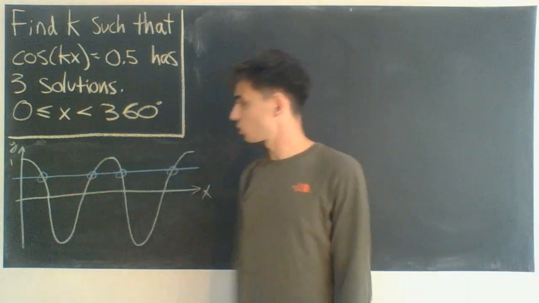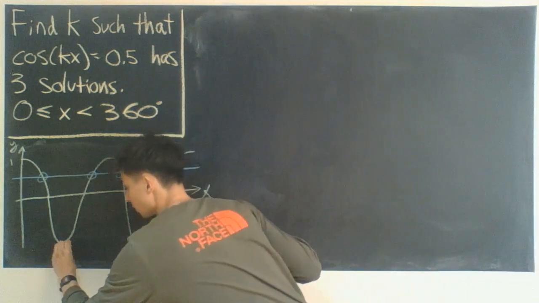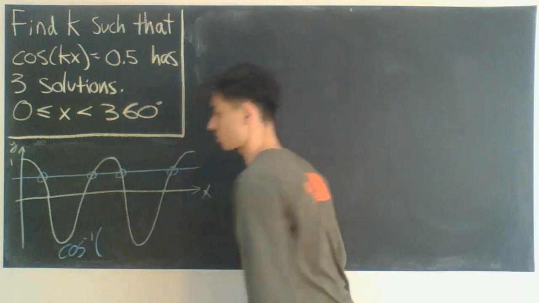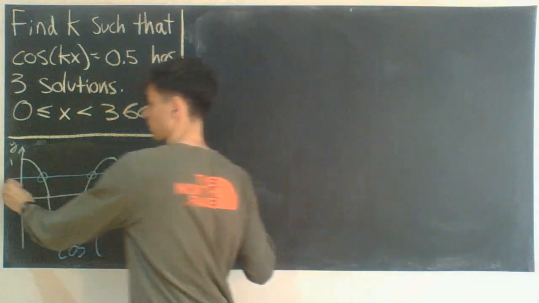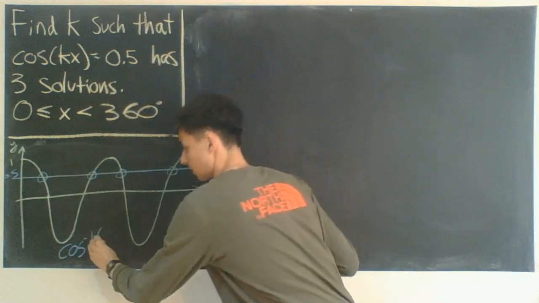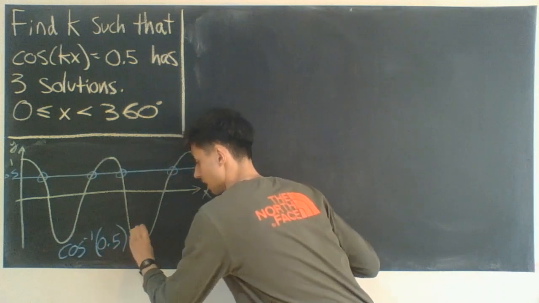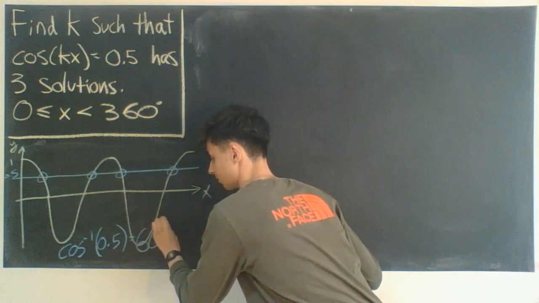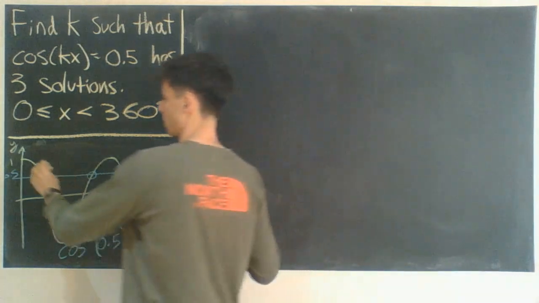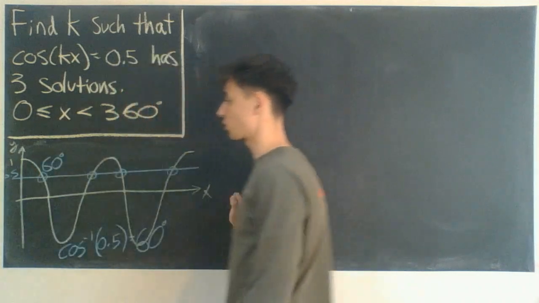The first solution we could find on our calculator just by typing in cos -1, or inverse cosine of 0.5, because that's the height here, 0.5. So cosine -1 of 0.5, that should give us 60 degrees. So that first solution, that's the number 1 solution, 60 degrees.